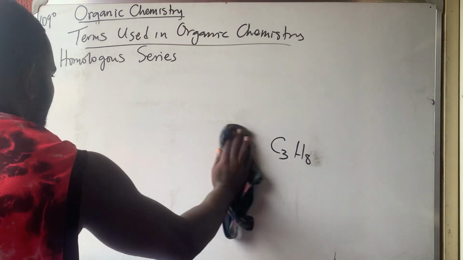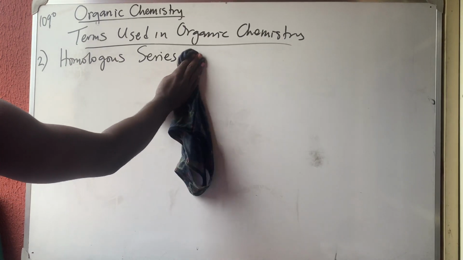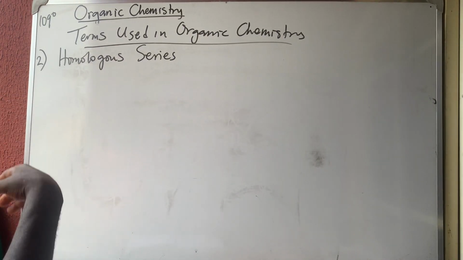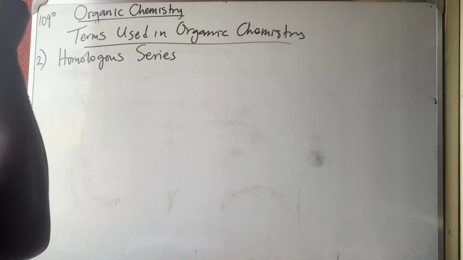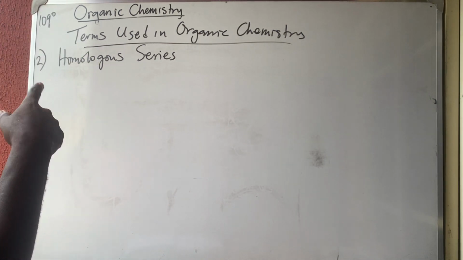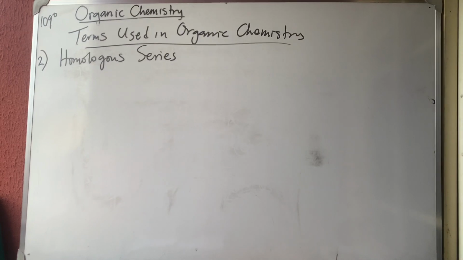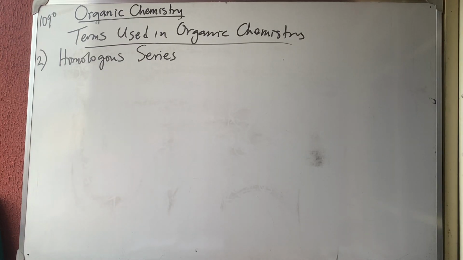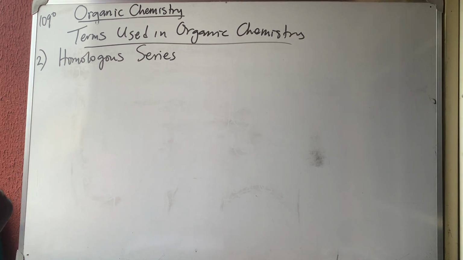Now, characteristics of homologous series. I hope you have known what a homologous series is. A homologous series is simply a family of organic chemistry where to get the next member, to the previous member you add what? CH2 to it. Characteristics of a homologous series. Number one, all members of the same homologous series share a general formula.